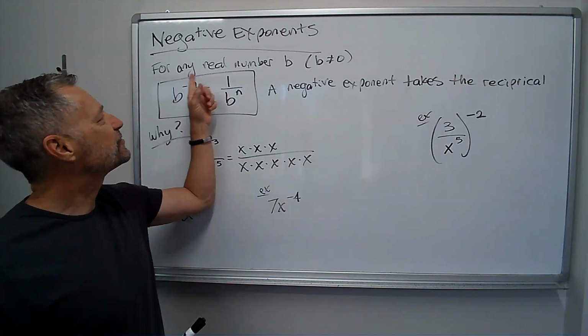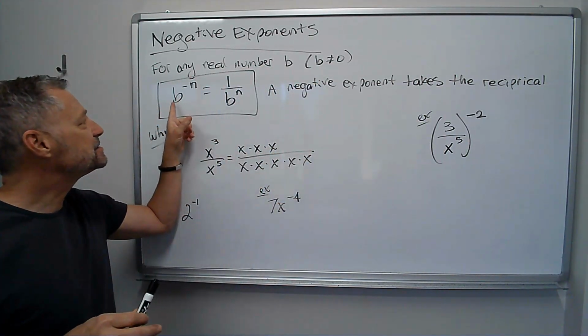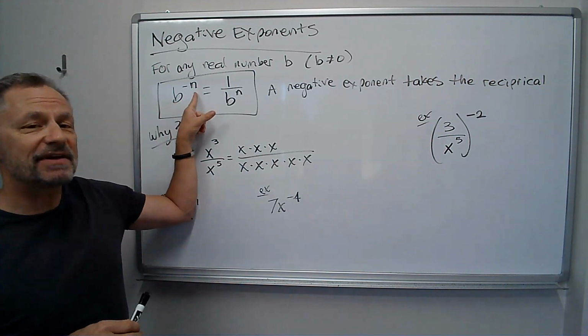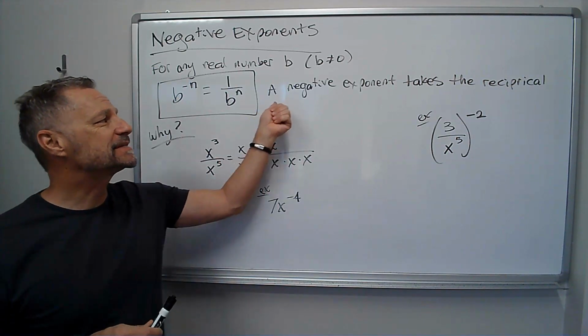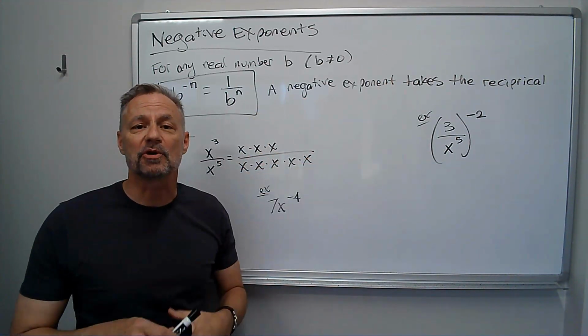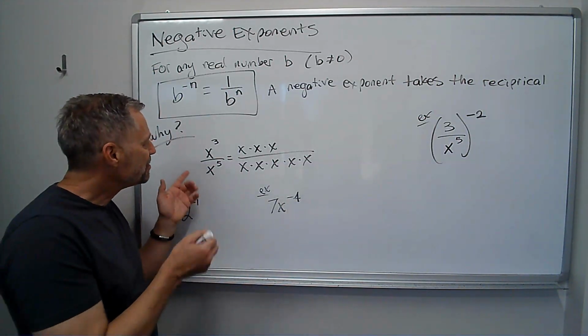Okay, so we've got, for any real number b, and we're not letting b be 0. B is the base. If I have b to the negative n power, that's just 1 over b to the n power. Now notice a negative exponent just takes the reciprocal. That's all it does. So if we want to know why that happens, here's a case for you.